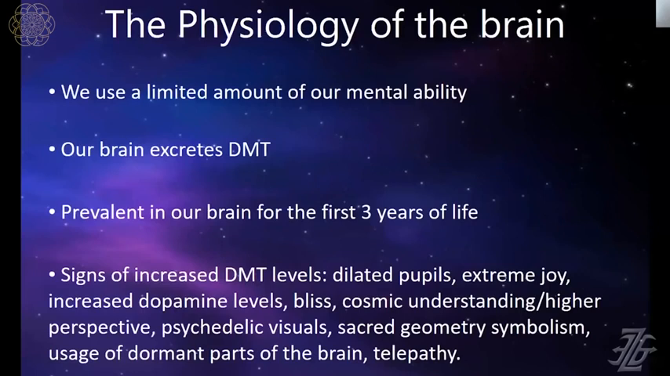So the physiology of the brain, there's a few things that we know about the brain. We only use a limited amount of mental ability. They say that we only use a certain percentage of our brain, but now that's being redefined as well. People think that we actually do use all of our brain, because different areas are for different things. It's not like you only use 2% right here or 10% right there.